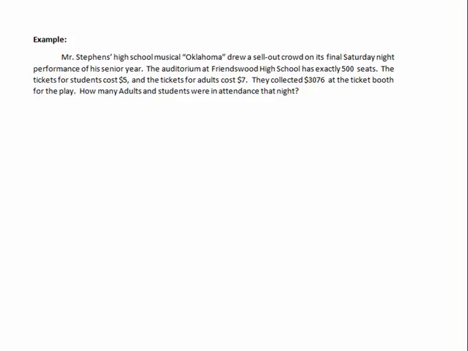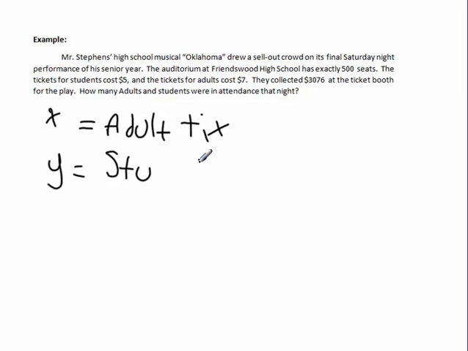Well, that tells me right off the bat what my variables are. X equals the adult tickets and Y equals the student tickets. And really it tells me right off the bat how many adults and how many students. In fact, I don't even need to say tickets here. I can just say X is the number of adults, Y is the number of students.